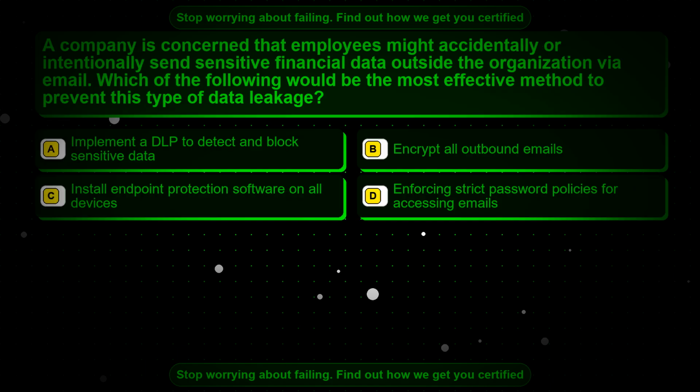Question 3. A company is concerned that employees might accidentally or intentionally send sensitive financial data outside the organization via email. Which of the following would be the most effective method to prevent this type of data leakage? Option A, implement a DLP to detect and block sensitive data. Option B, encrypt all outbound emails. Option C, install endpoint protection software on all devices. Option D, enforcing strict password policies for accessing emails.